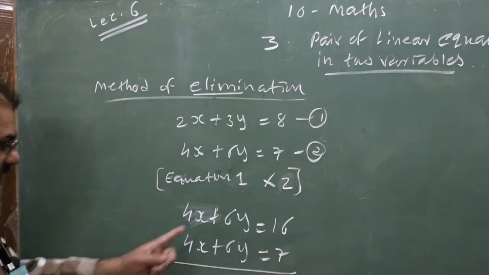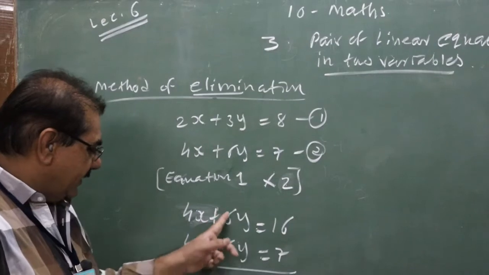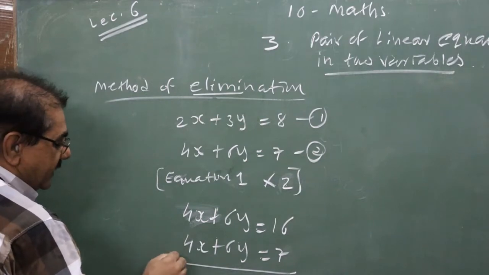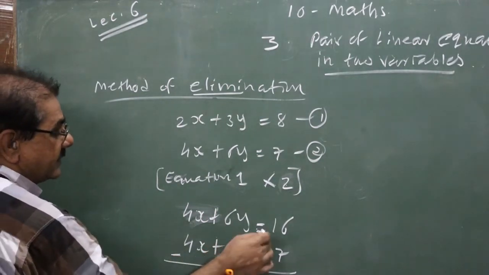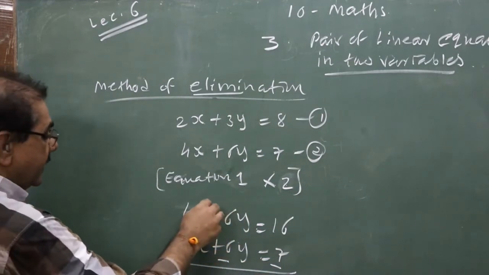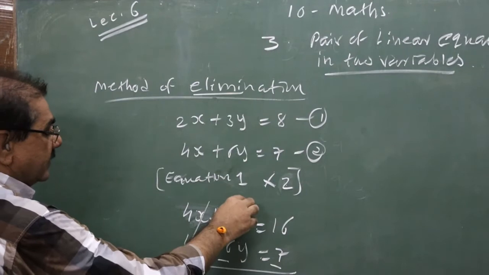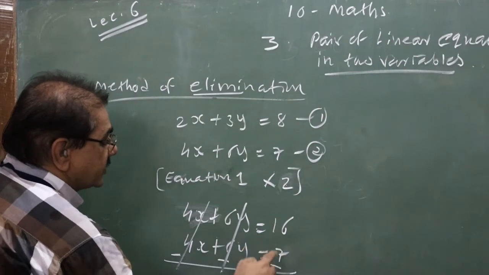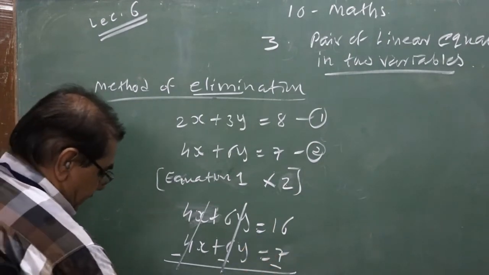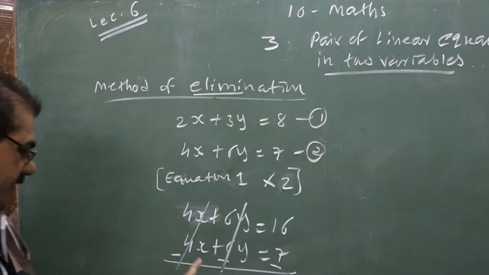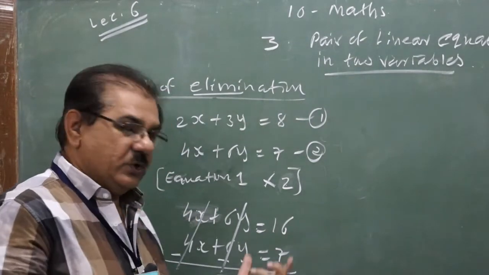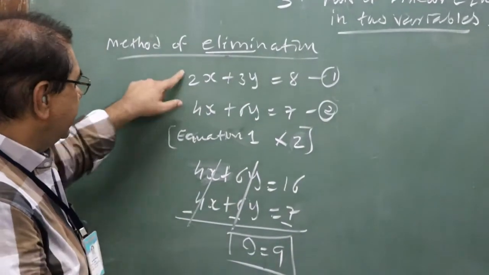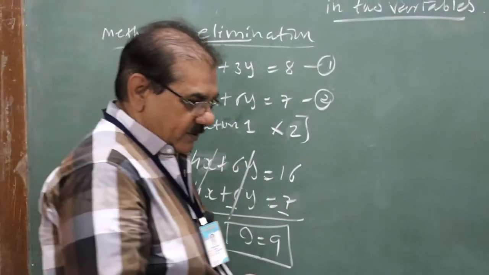Now I want to eliminate y. Both are having the same coefficients. So I do the subtraction. So plus becomes minus, plus becomes minus, plus becomes minus. So here 4x minus 4x gone, 6y minus 6y gone. So ultimately I get 0 is equal to 16 minus 7, 9. Is it a true statement? No. 0 is not equal to 9. So here, though we get the statement without the variable, the statement is wrong. Therefore, this paired equation has no solution as we have seen before.